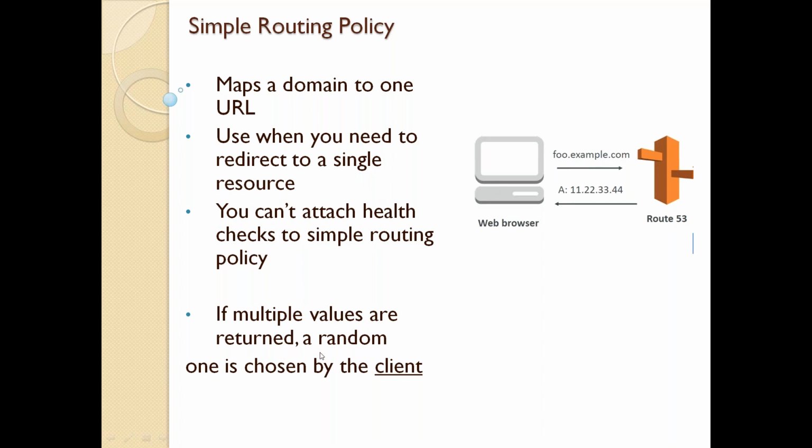If multiple values are returned, a random one is chosen by the client. Suppose you have two machines, your applications are running in two different machines, and you give the IPs of both. Then what will it do? The DNS query will return both the IPs, and the browser will choose one IP randomly, and it will send the request to that server.